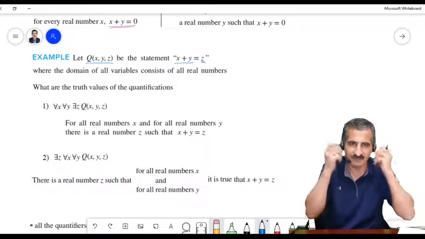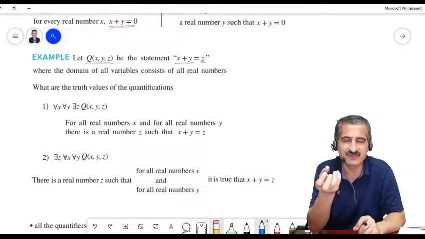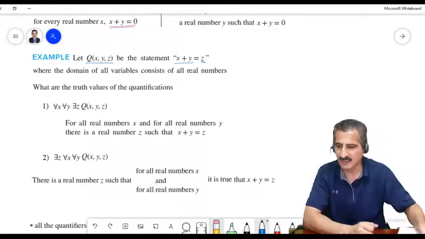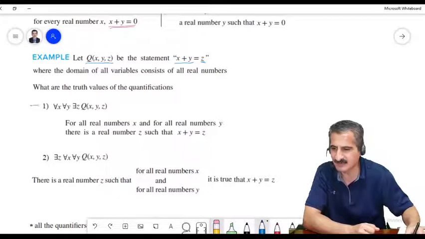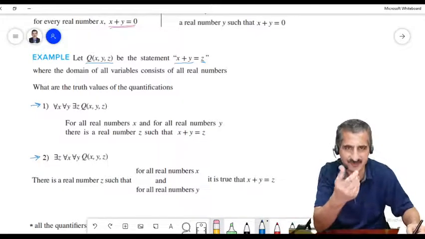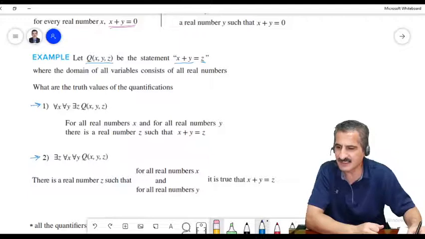So we have three variables, x, y, z. We are saying here, add the first two, it must equal the third one. Okay. And let's see in this example here and this example here, what happens if we change the order of quantifiers, the nested quantifiers.